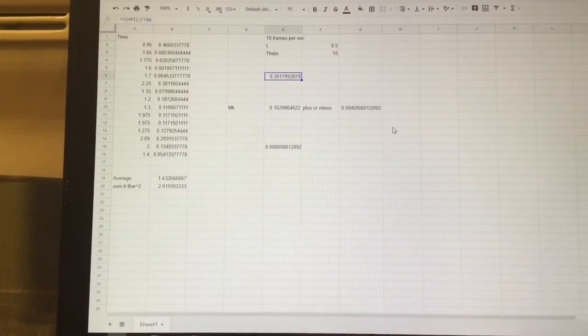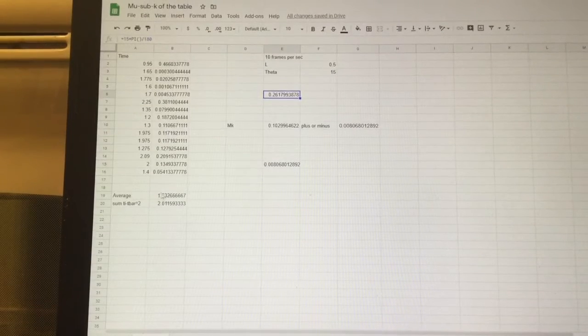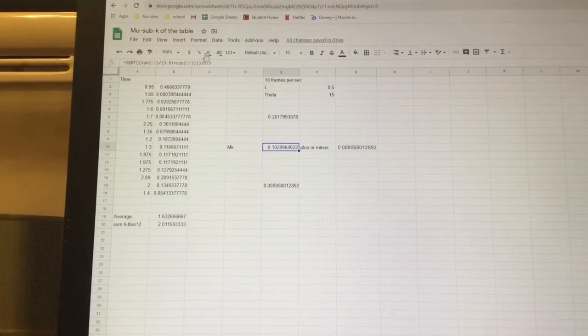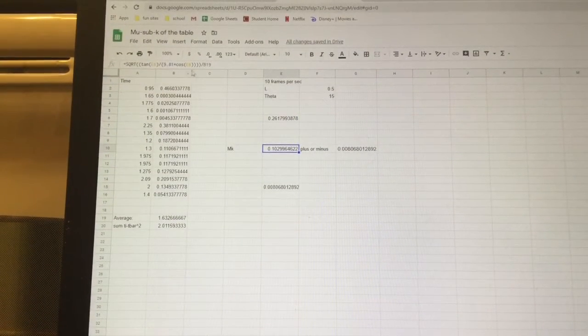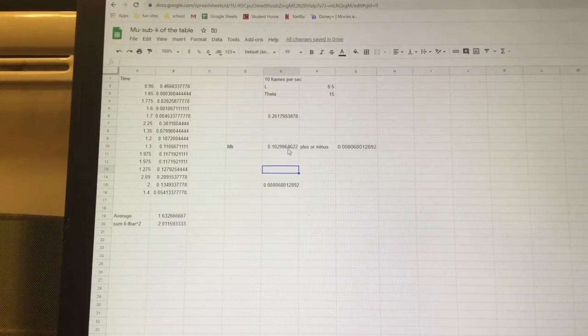We measured the soap dispenser falling 15 times. And we averaged that right here. Over here, we did a very complicated something or other. And we got our mu sub k.